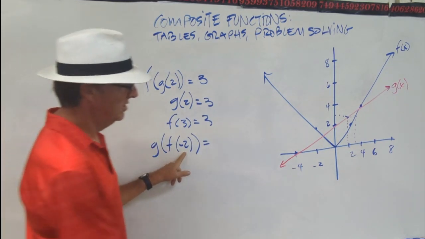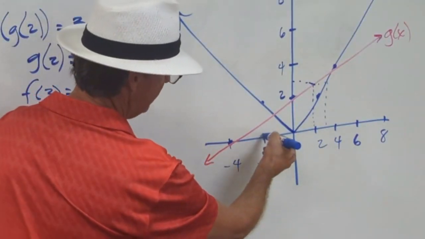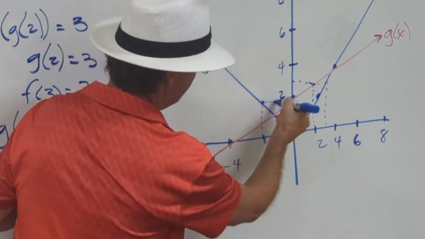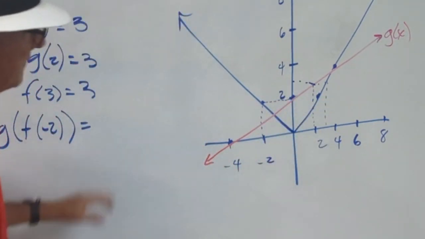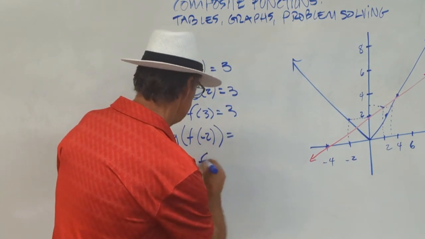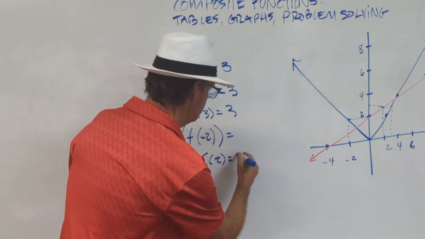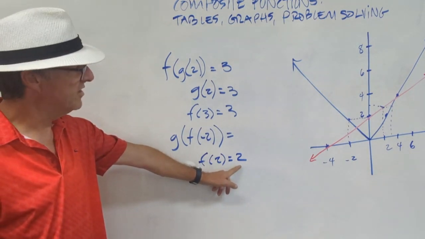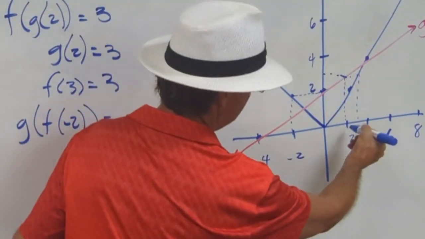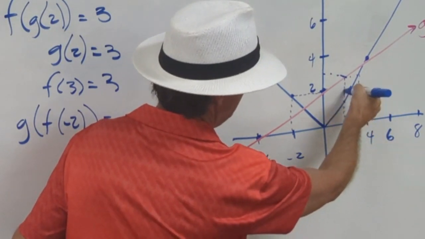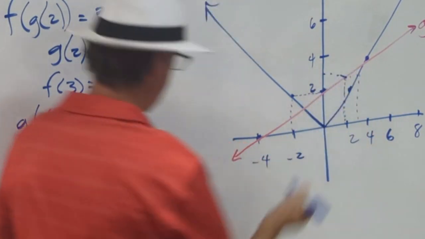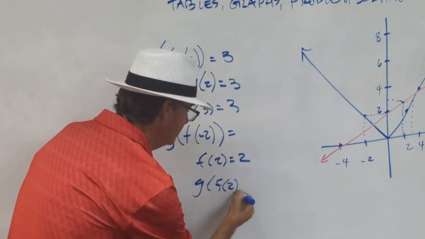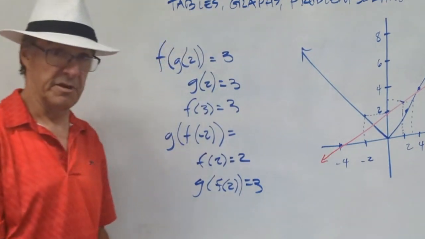F of -2. We're going to go down to -2 and we're going to read our value off of the f of x line. So that's going to cut over right there. So f of -2 is 2. Let's write that. F of -2 equals 2. Then we go for 2 for x and we read our value off the g line. So we're going to go to 2. Here's 2, and over. And we got our 3 again. So g of f of -2 equals 3.